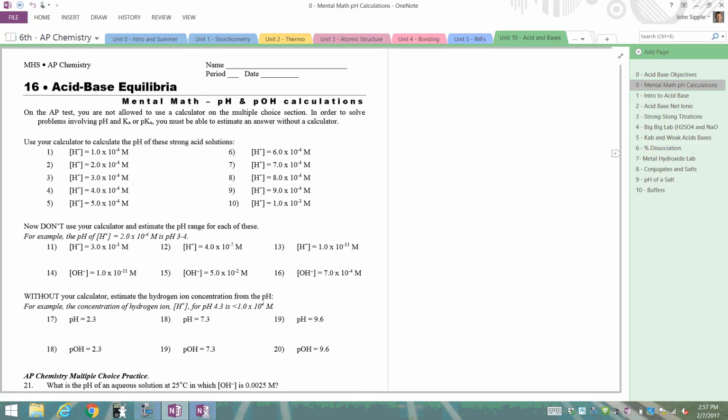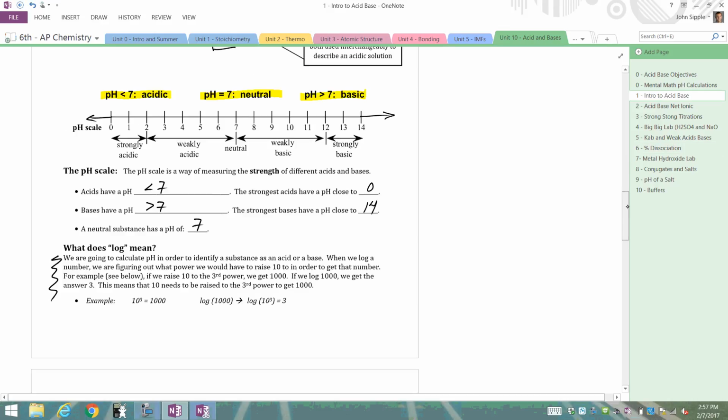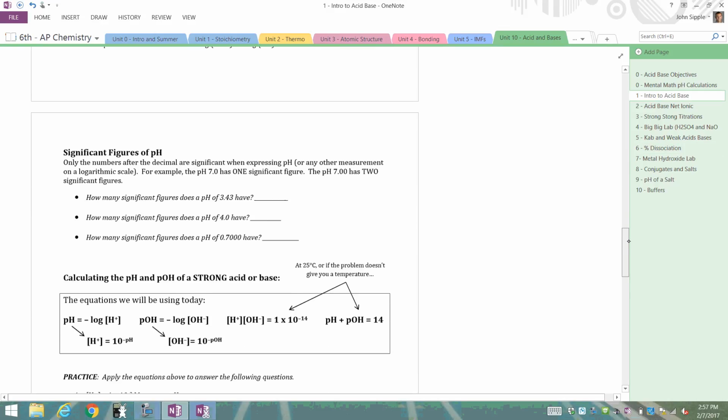It'll help us on that section of the AP test when we're not allowed to use our calculator during the multiple choice section. Okay. But for now, we'll be using our calculator and we'll just go on.